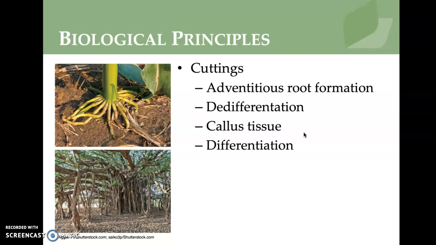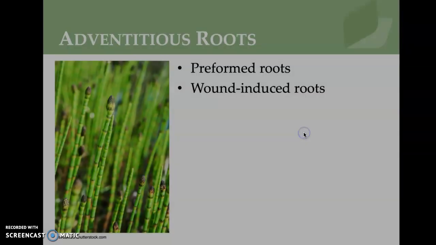Callus tissue is a bundle of undifferentiated cells that cover the wound and begin to initiate new cellular divisions that differentiate. And differentiation is cellular divisions that develop a specialized function, forming into meristematic growing regions or roots.